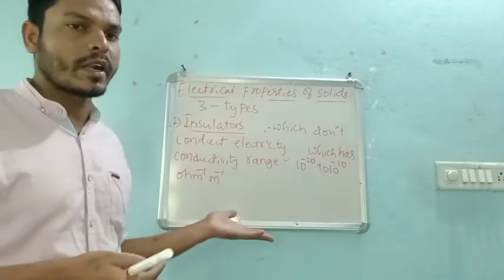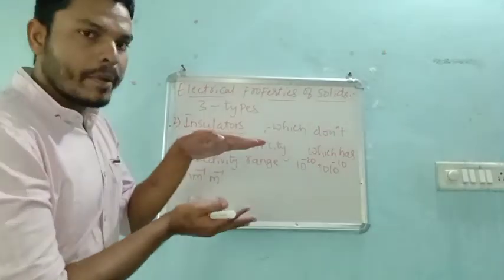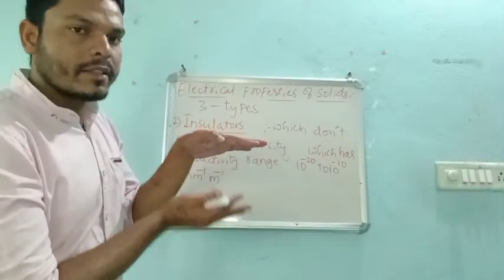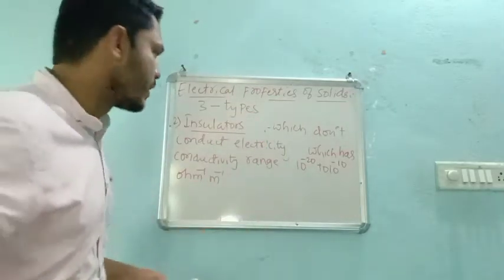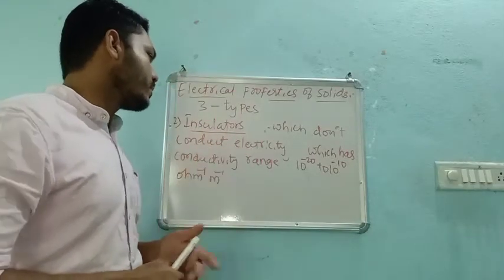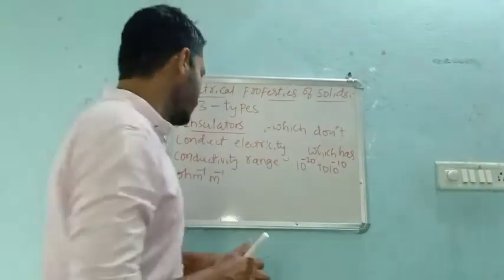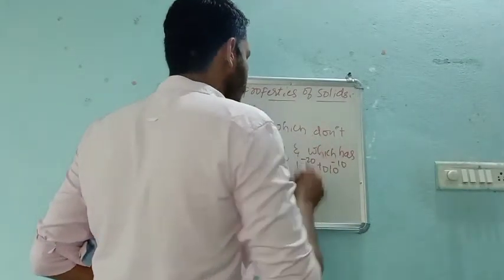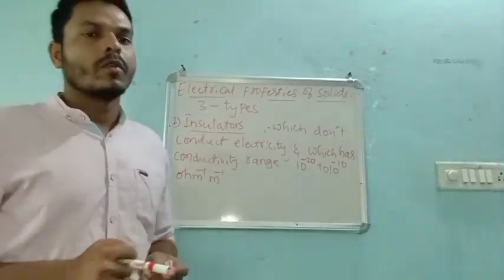Why do they not conduct electricity? Because of the forbidden gap between the conduction band and the valence band. What is the conduction band and valence band? We will see. Insulators do not conduct electricity and have a conductivity range from 10 raised to minus 20 to 10 raised to minus 10.